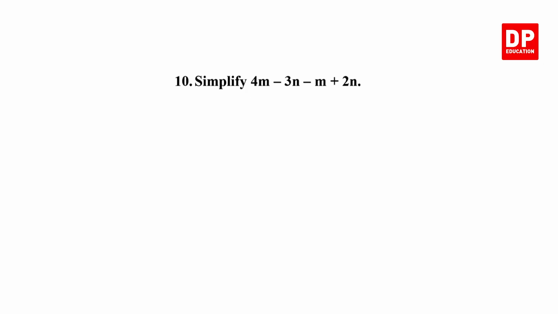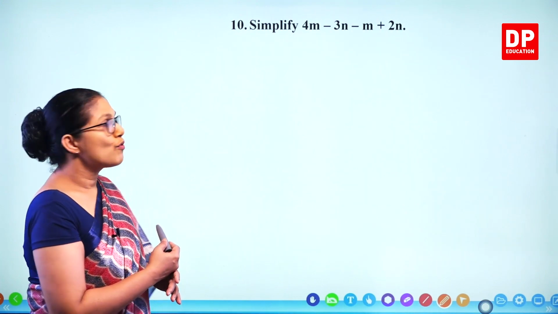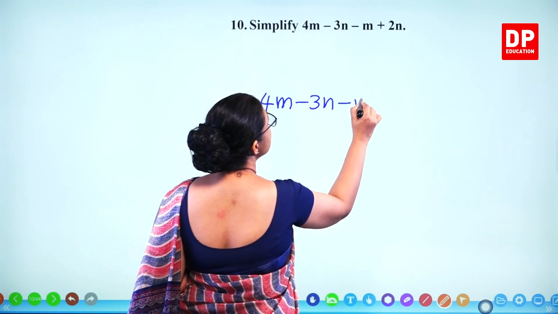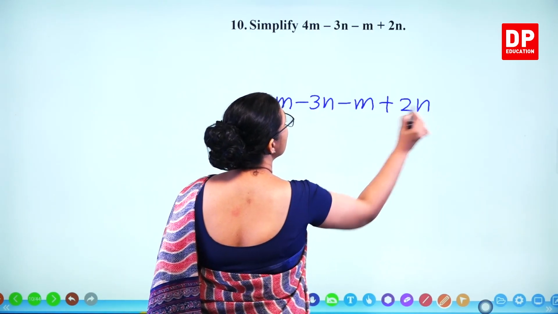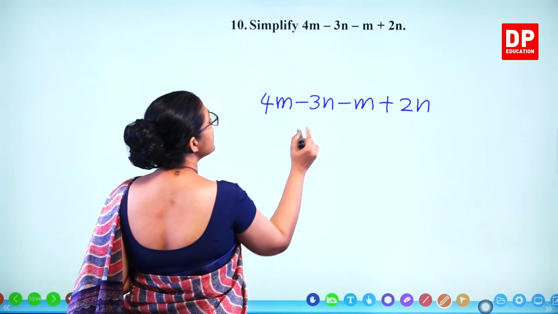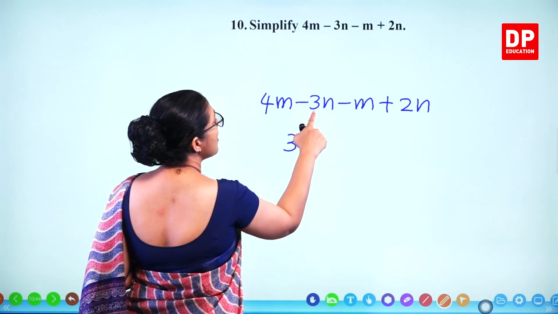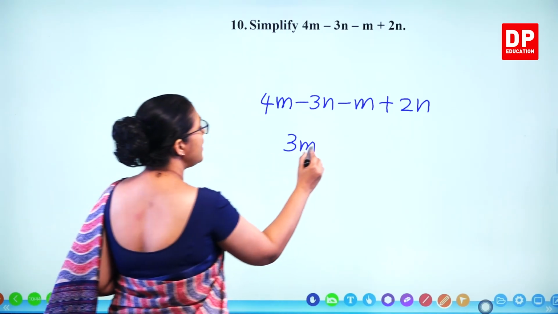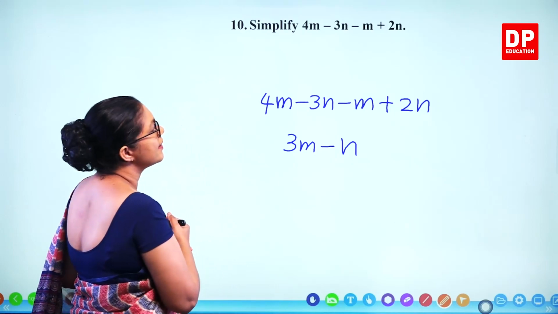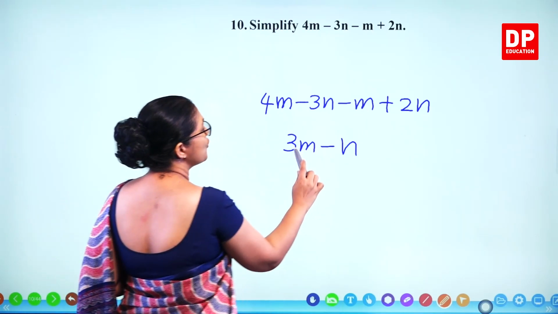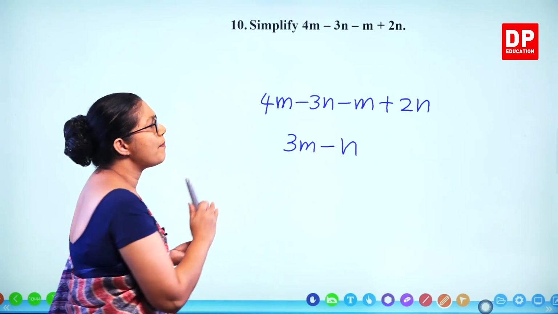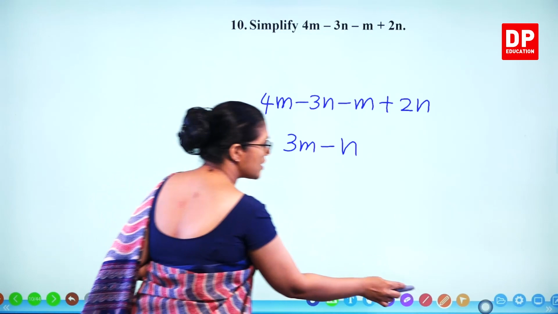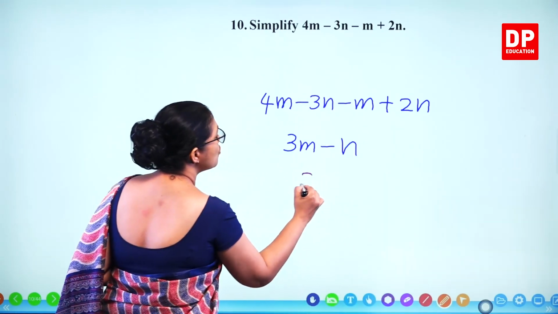Question number 10. Simplify. So like terms you can add: 4m minus 3n minus m plus 2n. M terms, 4m minus m, 3m. Minus 3n and plus 2n. So you get minus 1n. Minus n. Take the difference and put the sign of the larger number. That's minus 1n. So you get 2 marks.